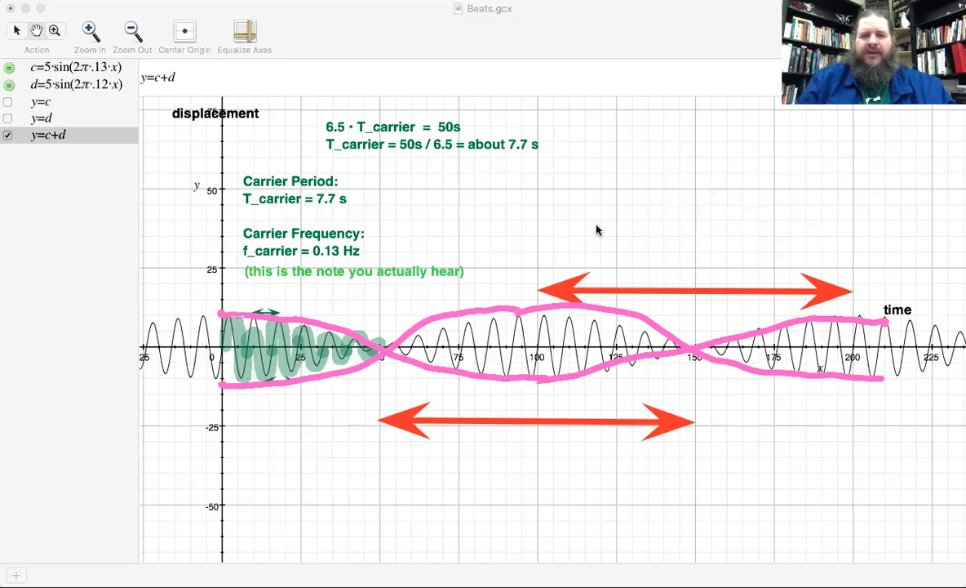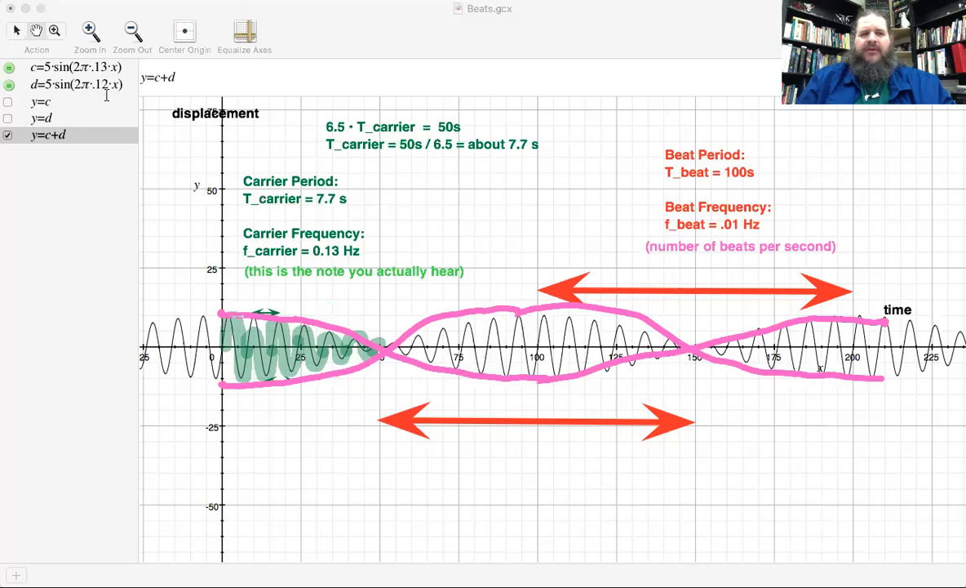Whereas the beat frequency isn't the sound you actually hear. The beat frequency is how many times that sound oscillates. Number of beats per second. So the carrier frequency tells you the actual frequency of the resulting sound you hear. The beat frequency tells you the number of beats per second. That is the number of loud to quiet to loud alternations per second.